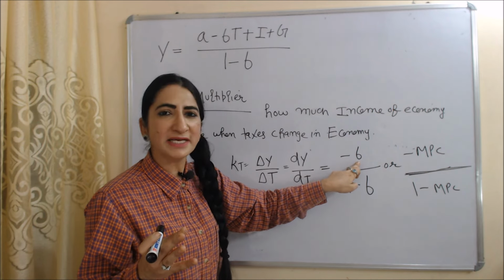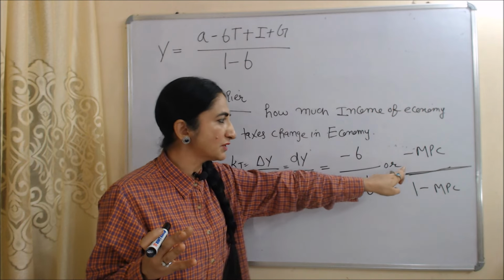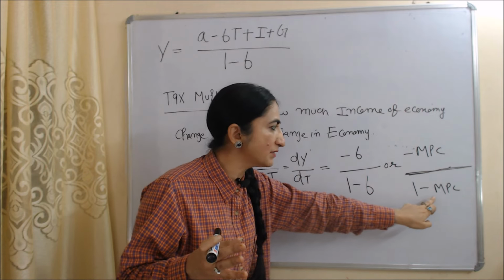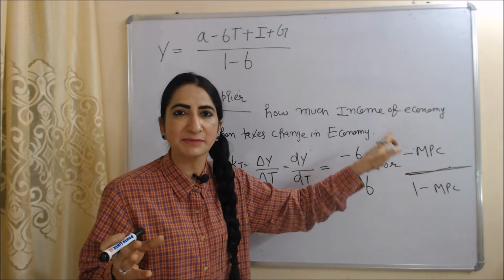As we know, B is equal to MPC, marginal propensity to consume. That's why we can also write this equation as minus MPC over 1 minus MPC. This will be called value of tax multiplier.